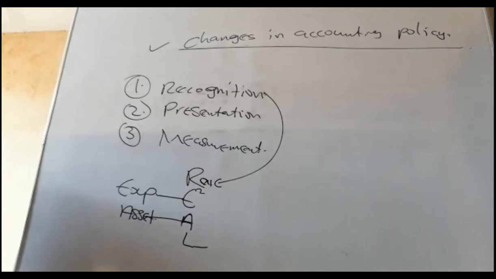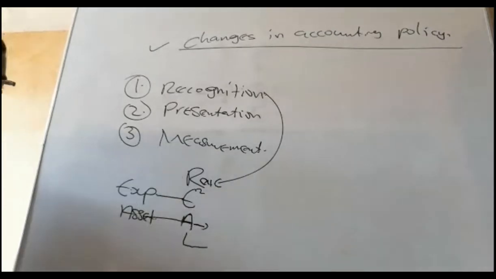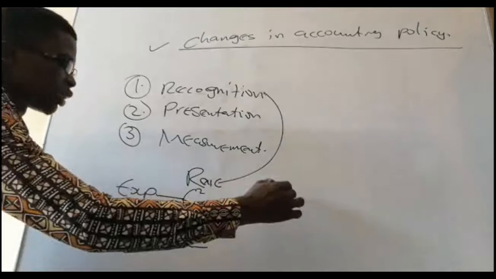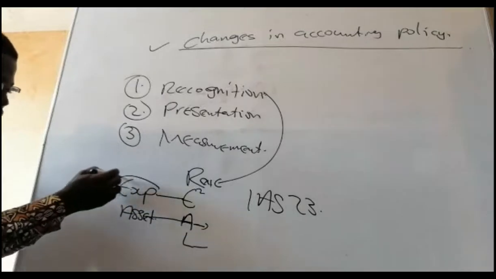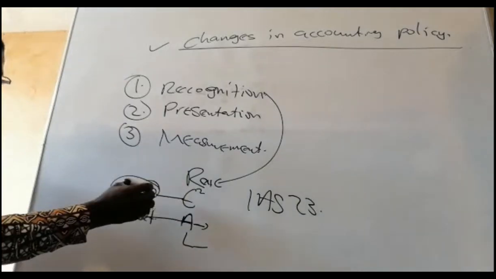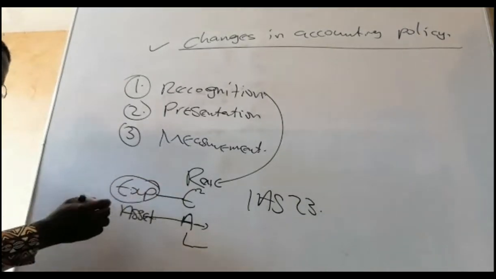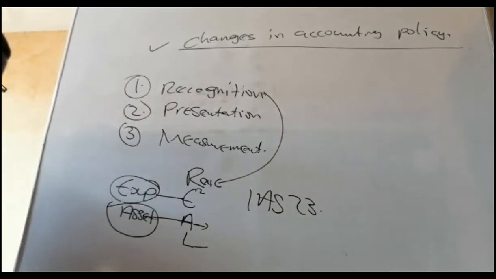Good. There's a change in what? Accounting policy. Formerly, the item was an expense or asset, but now it's what? Revenue. That's a change in what? Accounting policy. So that is a recognition. And a clear example is IAS 23, the borrowing cost. Some of the finance costs previously were expense, but after IAS 23, some of the finance costs are now capitalized as what? An asset.